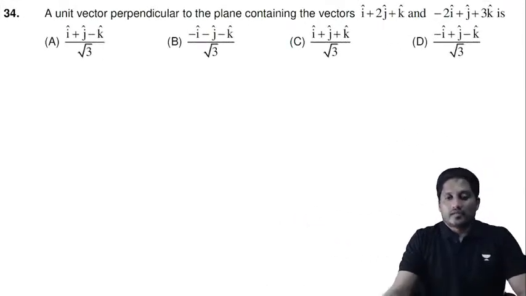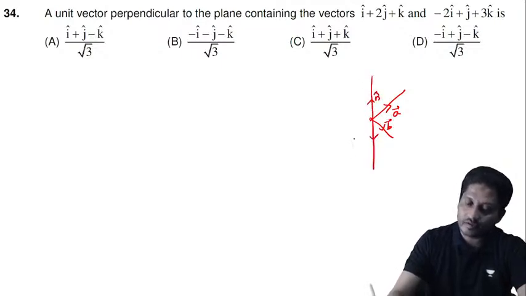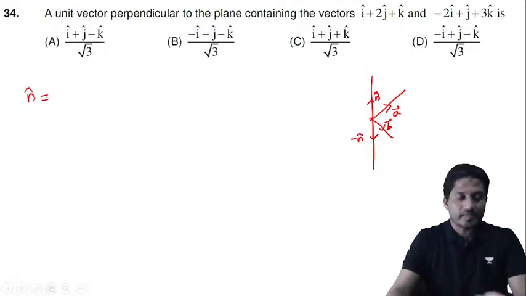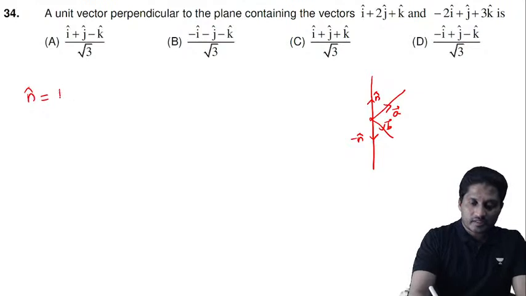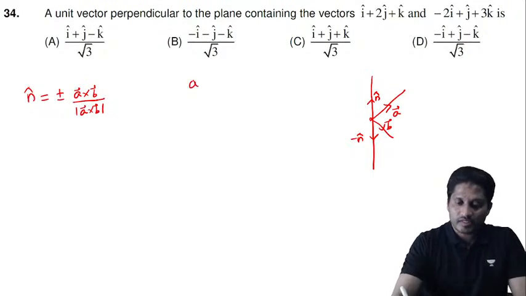See, let's say if you have like this, this is A and this is B. Now the unit vector perpendicular to both A and B is n cap, and if it goes in the opposite direction, minus n cap. The unit vector perpendicular to both A and B is n cap is equal to plus minus A cross B divided by mod of A cross B. This is the unit vector perpendicular to A and B. So first I'll find out what is A cross B.